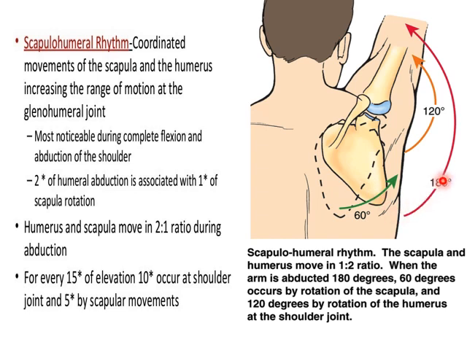For example, in 180 degrees motion, the abduction of the humerus is about 120 degrees and the scapular rotation is about 60 degrees. So it is always in 2:1 ratio of humerus to scapula during abduction. So that is, every 15 degrees of elevation, 10 degrees occur at the shoulder joint and 5 degrees by the scapular movement, that is the rotation of the scapula.